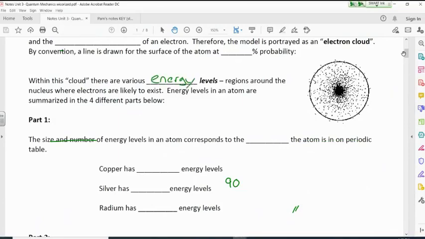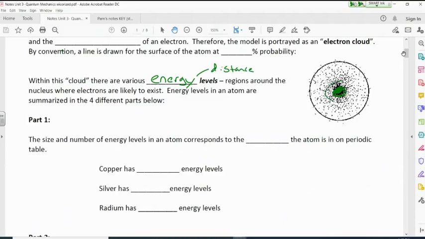There are various energy levels, regions around the nucleus where electrons are likely to exist. Energy levels in an atom are summarized in these 4 parts. So again, when I say energy level, what I mean is, if I had a nucleus here, I'm talking about how far away, literally the distance away from the nucleus.